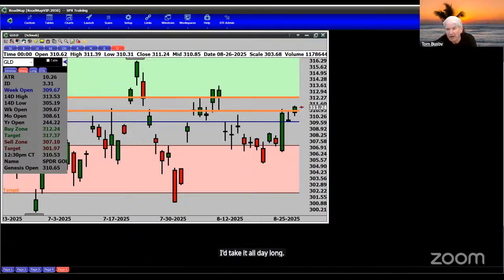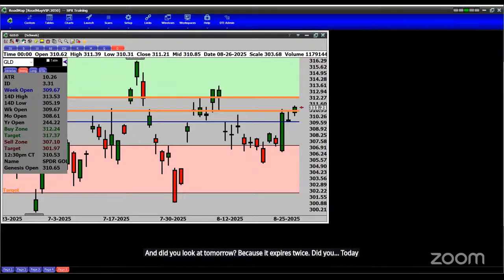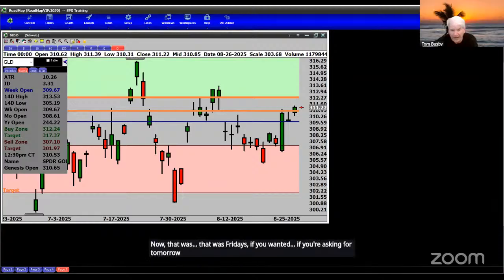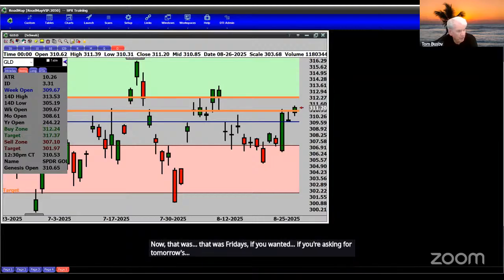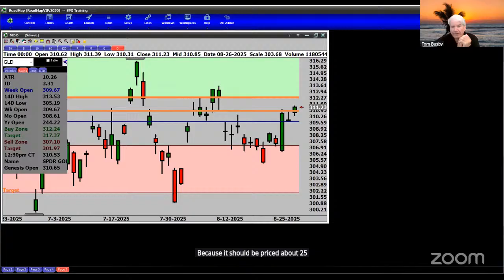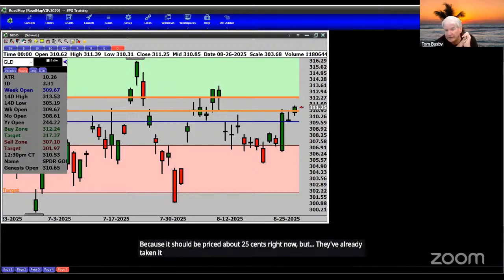Y'all see how you could get into this trade? And did you look at tomorrow? Because they expire twice. Now that was Fridays. If you're asking for tomorrow's, no, I'd go Friday, but I was just curious. I thought you might have grabbed it. I thought it might be worth a little bit more. It must mean that gold's going to go higher because it should be priced about 25 cents right now, but they've already taken it out. Somebody's following the DTI Tom Busby approach, it looks like. They're selling that sucker.